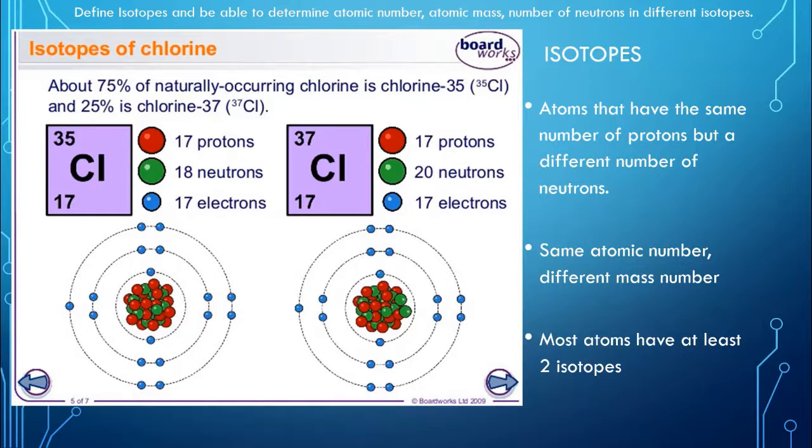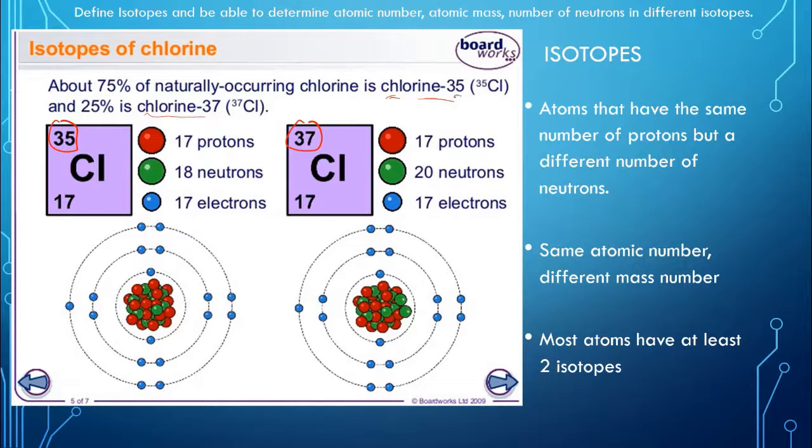Okay, let's have a look at another example here. We have chlorine 35 and we have chlorine 37. So sometimes you'll hear people refer to uranium 235, uranium 238, carbon 13, carbon 14. What they're talking about are the different isotopes of those elements. So I'm talking here about chlorine 35 and chlorine 37.